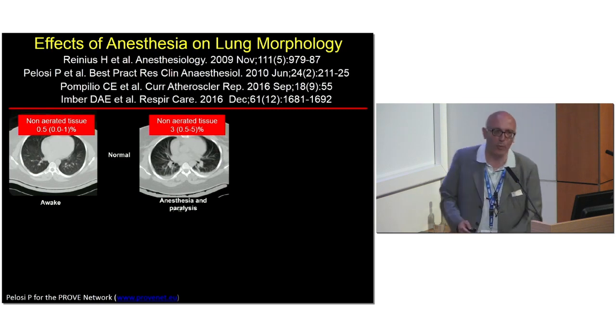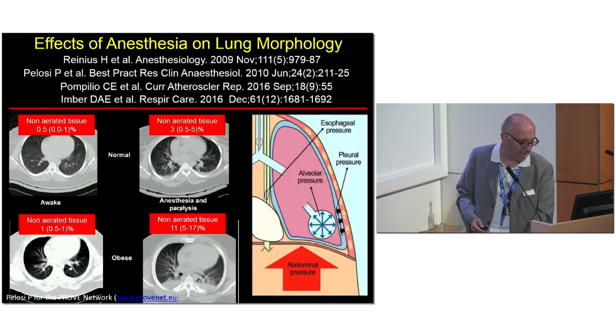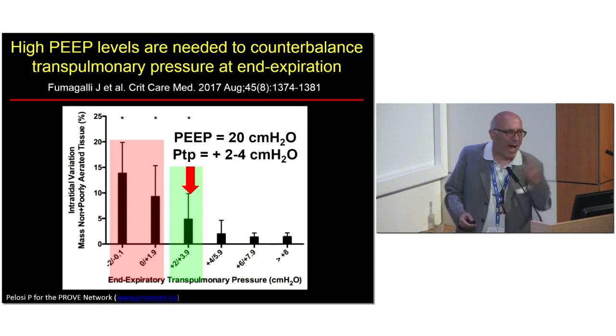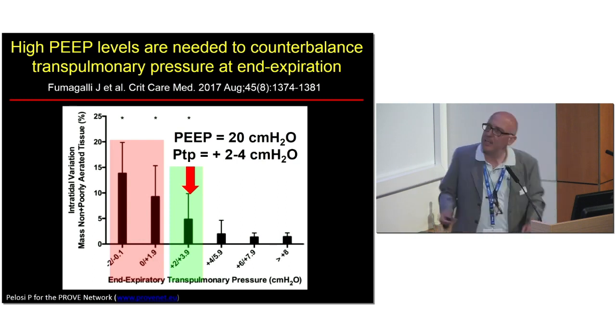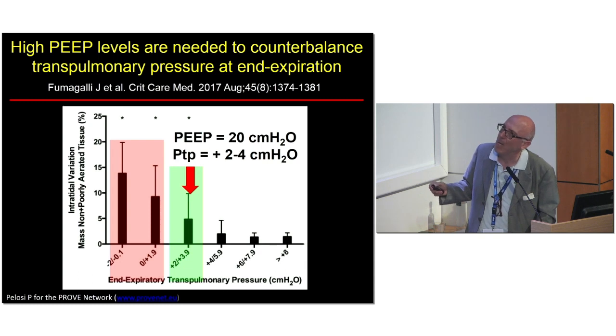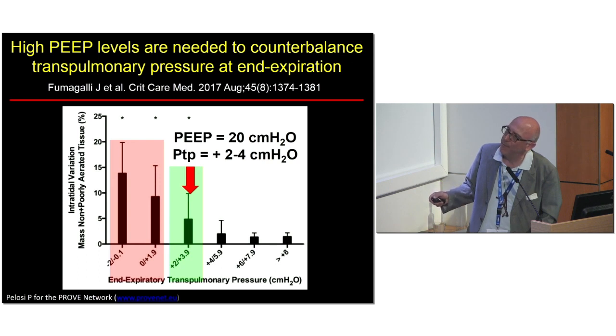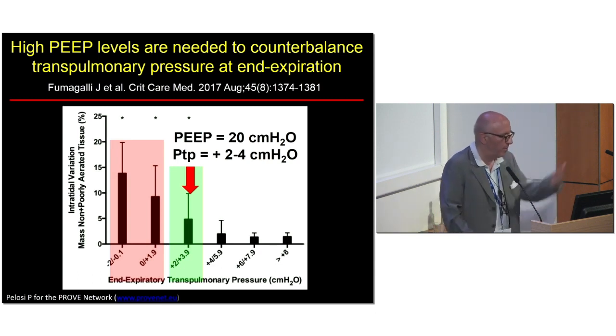Okay, just a few cases in patients. Why we should not rely too much on this. This is in obese patients, an American group from Boston. They looked at obese patients, and you see what they found: in order to achieve a positive transpulmonary pressure at end expiration, to avoid atelectasis in obese patients undergoing surgery, a PEEP of 20 needs to be applied to have a positive transpulmonary pressure.